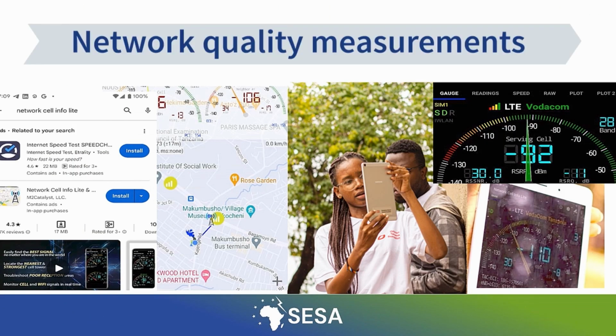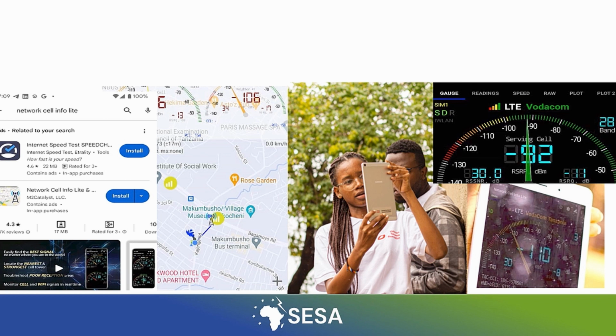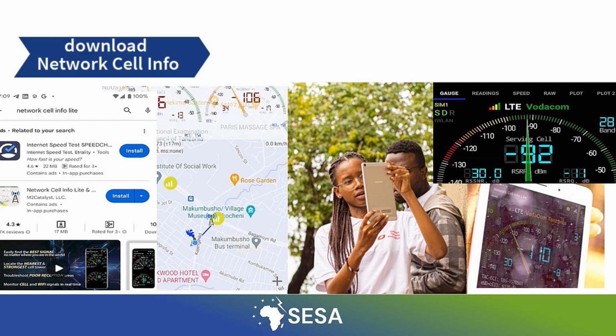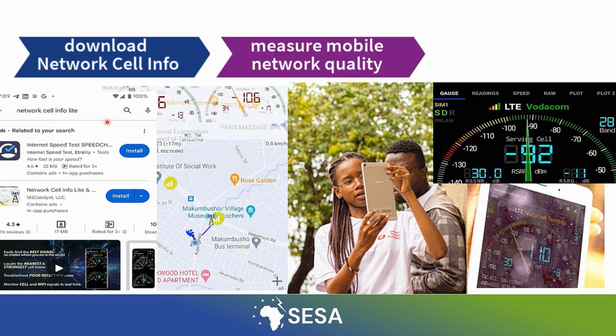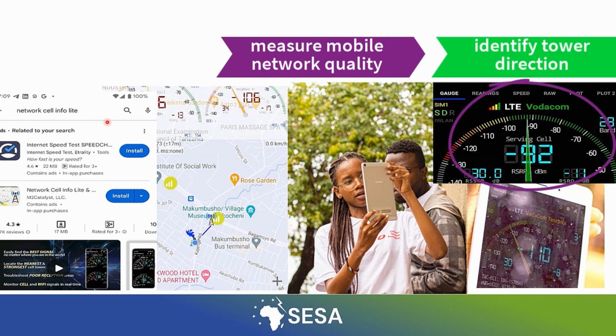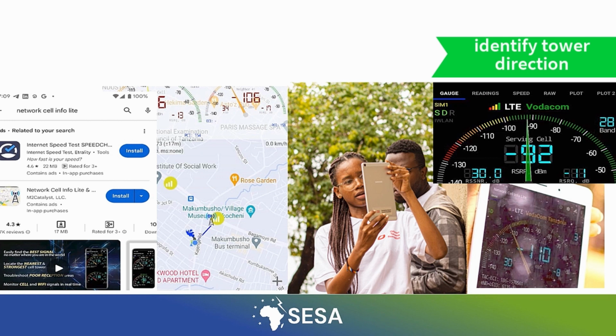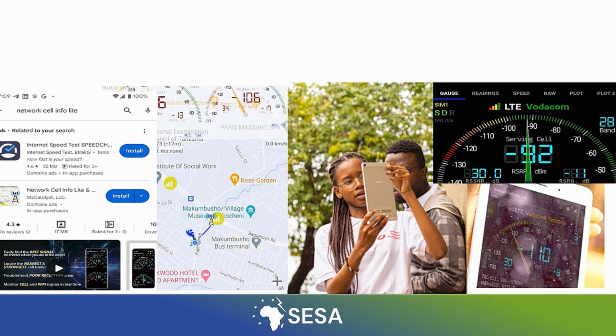After that, there are different applications available for Android on the Play Store that you can download. One of them is NetworkCell InfoLite. NetworkCell InfoLite, the name you're seeing there, is an app that we use to know which mobile tower is close by and how the signal strength is in this area. These are the steps you can use to make sure you're getting the right signal.